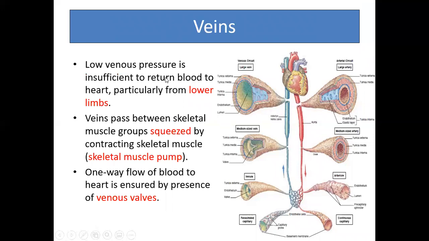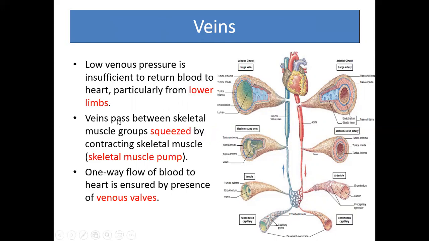Because of this low venous pressure, it is insufficient to return the blood to the heart, particularly from the lower limb, because the lower limb is located at the lower part of our body. It's quite far from our heart. So it is influenced by gravity.